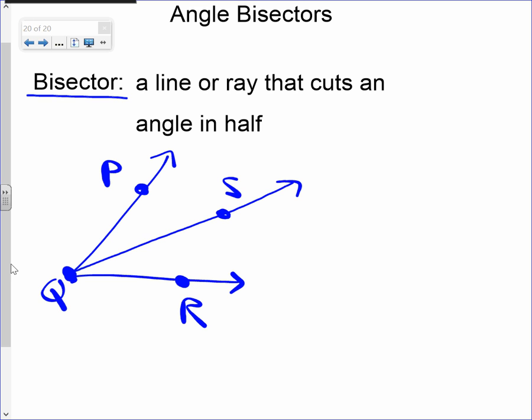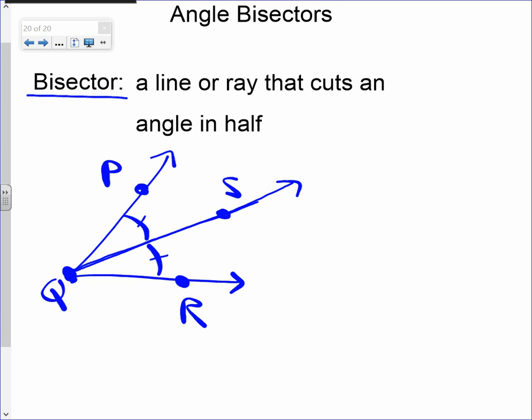So now what I have is this angle. Put a little arc here and this arc here, and put a little hash mark on the arcs. That communicates that this angle and this angle, the two little angles now, are exactly the same size. The original angle, PQR, is chopped right in half by ray QS. I slice the original angle right in half. So now PQS and SQR are exactly the same size.